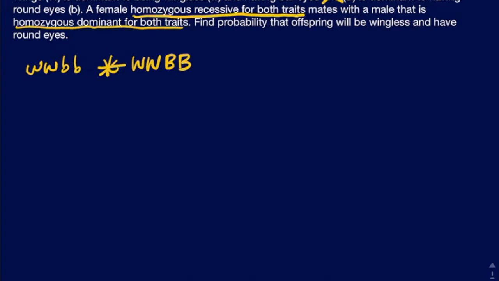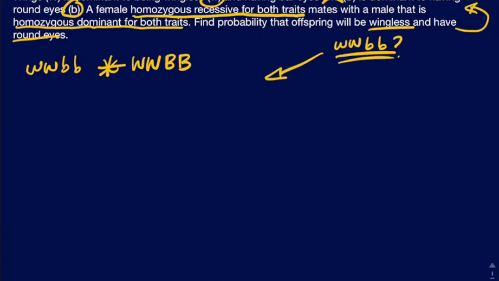We want to find the probability that the offspring will be wingless and have round eyes. So we want to figure out what genotype would express that phenotype, and to figure that out, we need to look back at the problem. So wingless is recessive. So similar to the other problem, to have a recessive phenotype, you need to be homozygous recessive. So you need to have 2 small copies of the W gene. Round eyes is also recessive, so you need to have 2 copies of the small b gene. And we need to find the probability that the offspring from this cross will have this genotype, and as such have this phenotype.